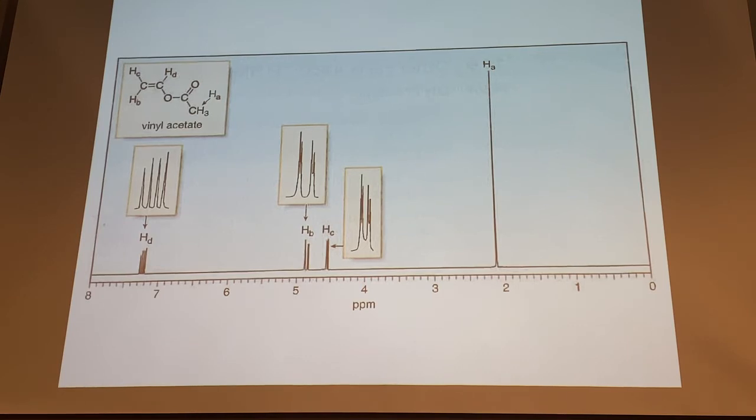HD to B is a trans coupling. That can be up to 20 hertz. And in fact, this one you see, this large coupling, the 20 hertz value is right here, from this line on the outside to this line two over in the interior. That distance right there is 20 hertz. And then it's coupled to C here, which is about 10 hertz, and that's the smaller coupling right here.